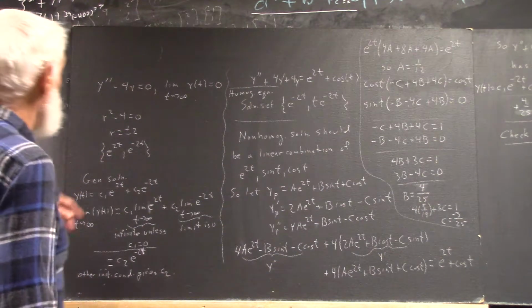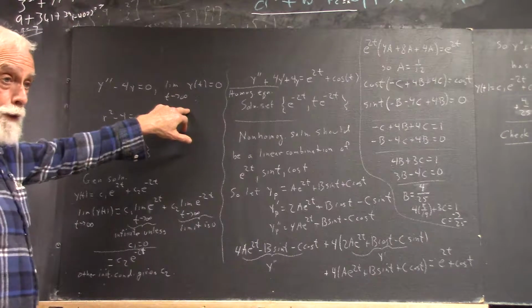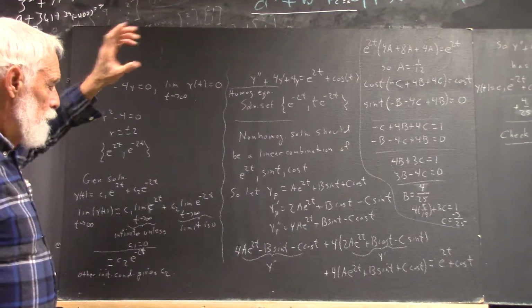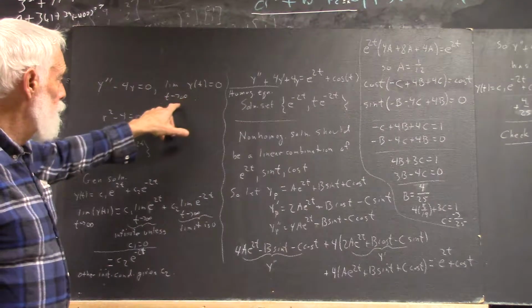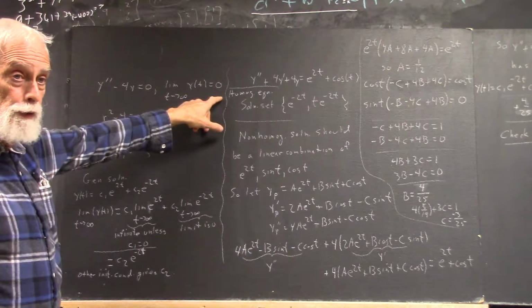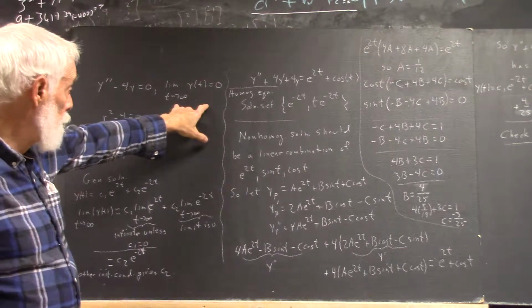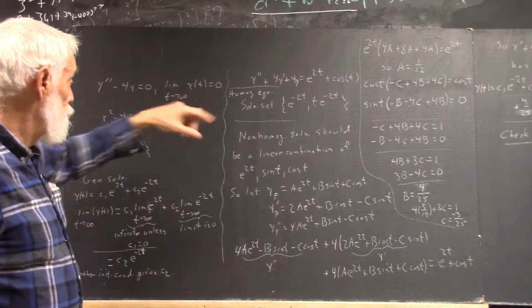Okay, just a quick note, we had a problem like this in the homework, where one of the conditions is that the limit as t goes to infinity, y of t equals 0, and you haven't seen that before, and some people are a little confused by it. So we've got to see how to deal with that.